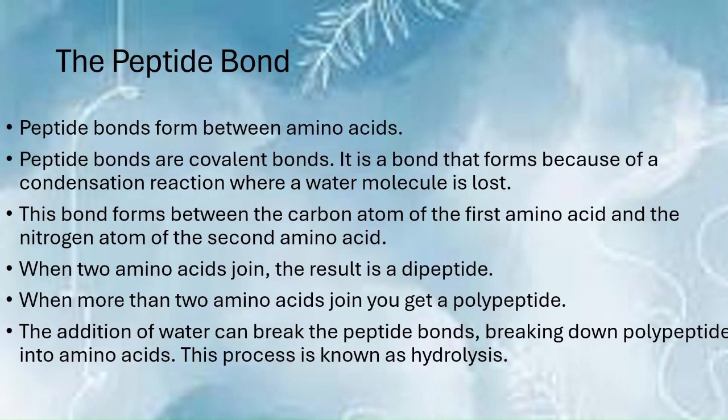So what is the peptide bond? The peptide bond forms between amino acids. Peptide bonds are covalent bonds, and it is a bond that forms because of a condensation reaction where a water molecule is lost. This bond forms between the carbon atom of the first amino acid and the nitrogen atom of the second amino acid. When two amino acids join, the result is a dipeptide.